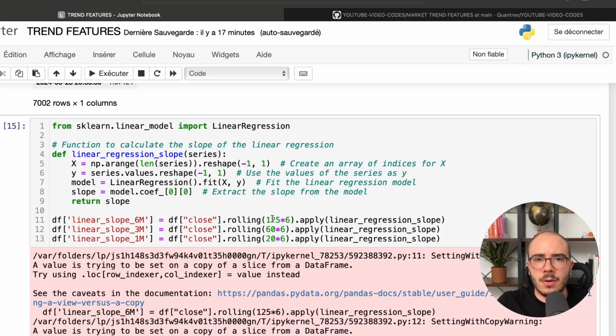Here, to do so, I take 125 days because it is approximately the number of days that we have from Monday to Friday over 6 months. But at the same time, I need to multiply it by 6 because I'm working with a 4-hour time frame, because we have 6 rows of 4 hours in 1 day. So that's obvious. I do the same for the 3 months and the 1 month.